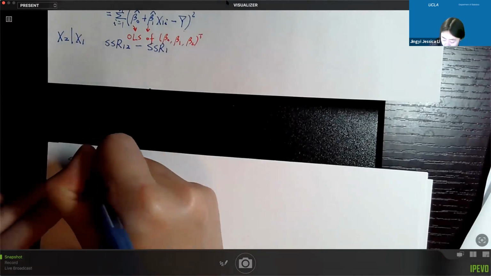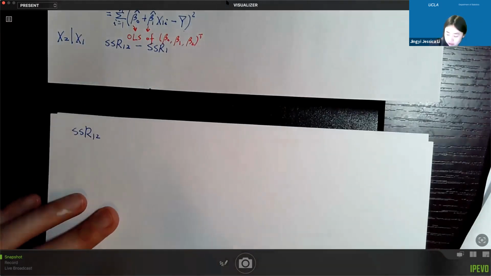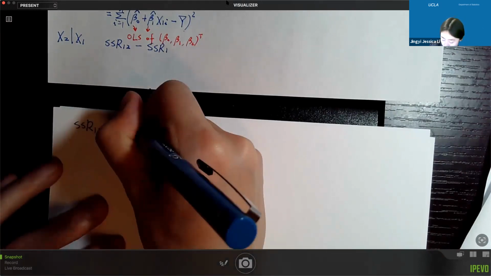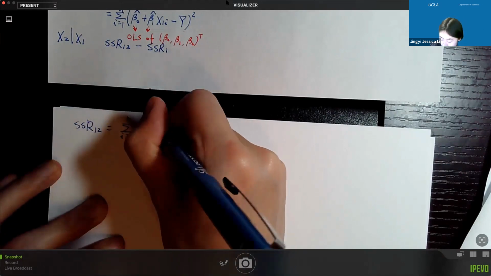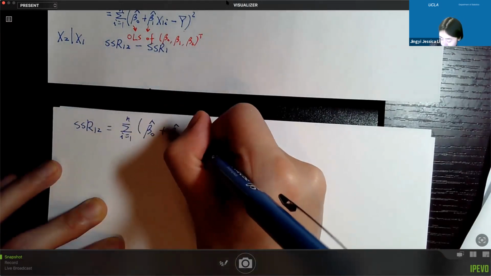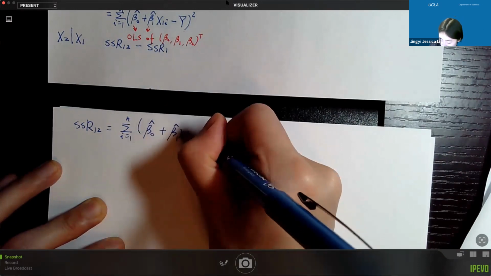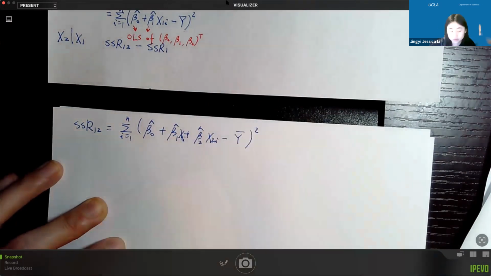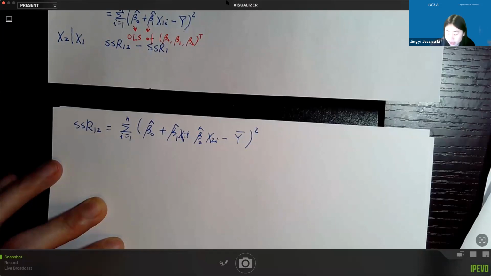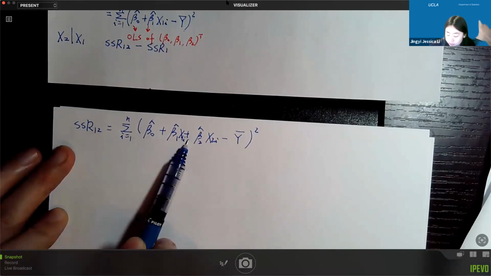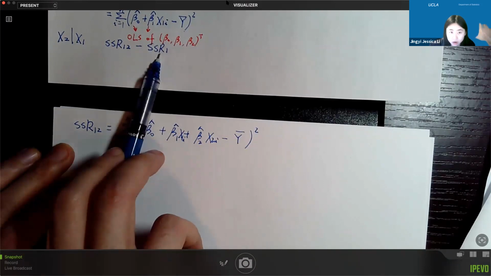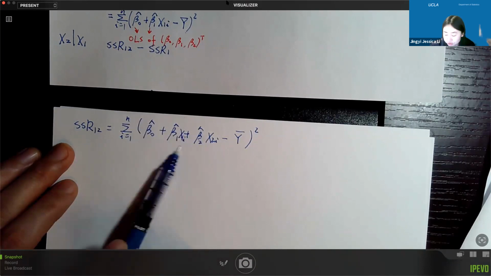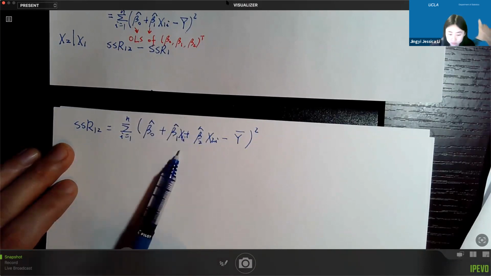SSR12 is just as SSR in the simple ANOVA. That is, you use the fitted value from the whole model. Here we would have beta 0 hat plus beta 1 hat x1i plus beta 2 hat x2i minus y bar, squared. This is SSR12. And we know that this one should be bigger than or equal to SSR1. The reason is that we know more variation is captured in the fitted value using both predictors.